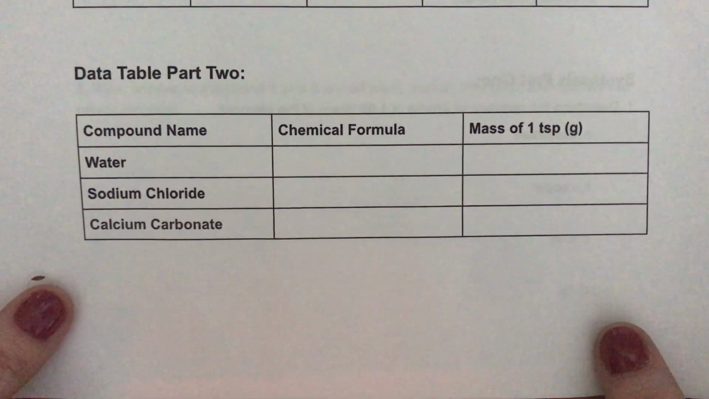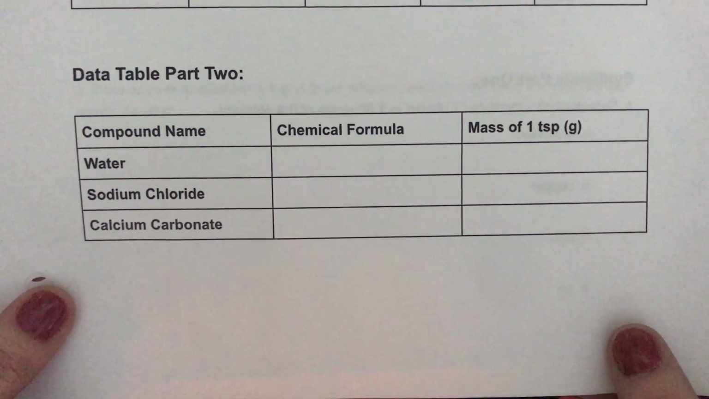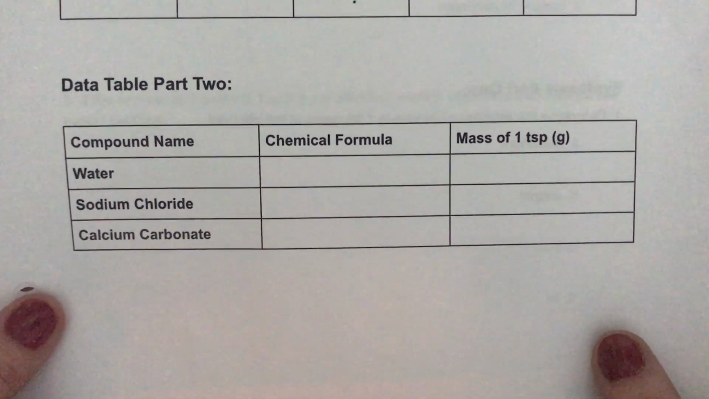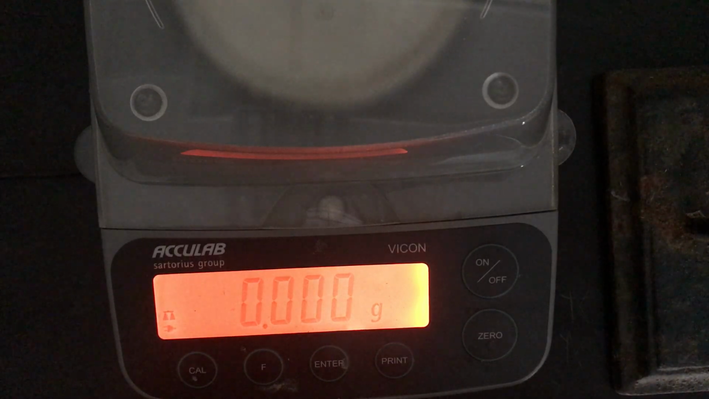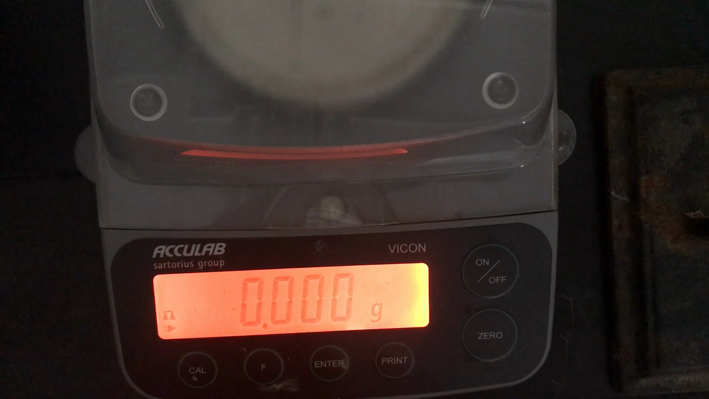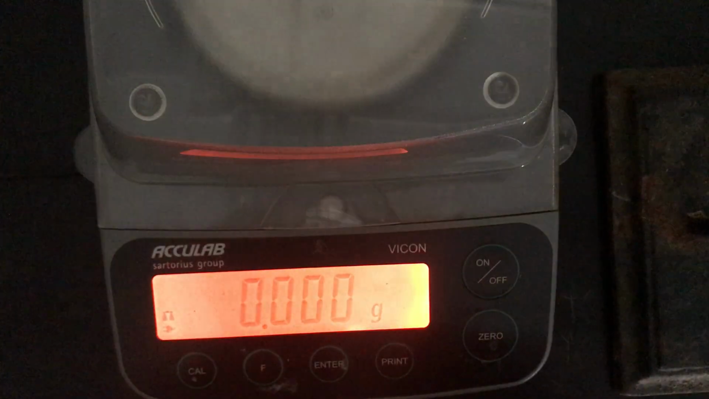All right, in part 2 here, it asks you to find the mass of 1 teaspoon of each of the following: water, sodium chloride, and calcium carbonate. All right, so we're going to start not with the water because then everything will stick to the spoon. Okay, so we're going to start with sodium chloride.